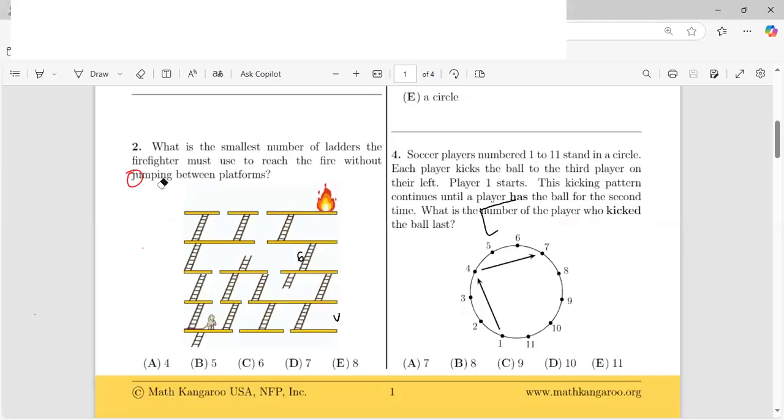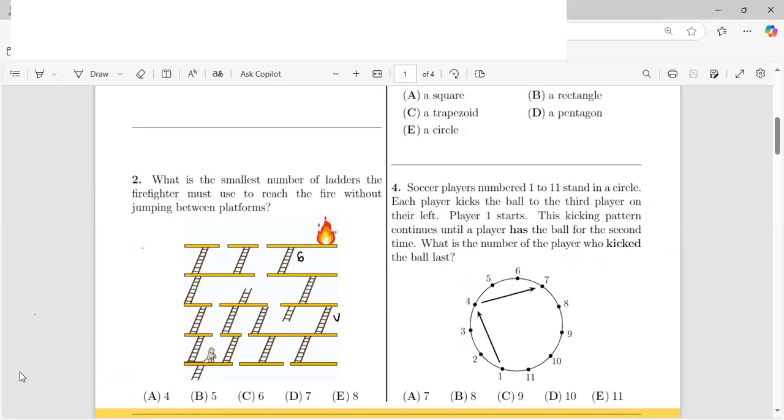Let me just erase this. Question number 4. Soccer players numbered 1 to 11 stand in a circle. Each player kicks the ball to the third player on their left. Player 1 starts, so this is to the left. The kicking pattern continues until a player has the ball for the second time. That's the condition. What is the number of the player who kicked the ball last?